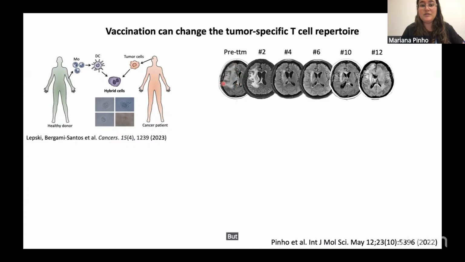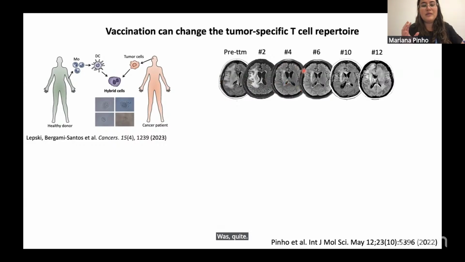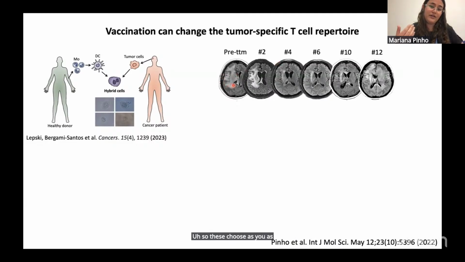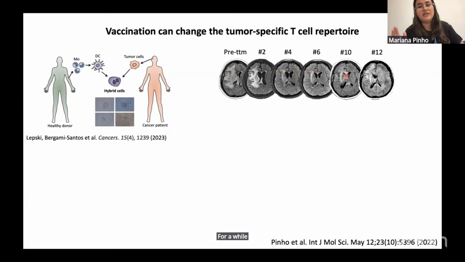But what the surgeon realized when we started doing the vaccination, the vaccinations being done once a month, was that the tumor was quite improved in the image here, but also the patient. These tumors, as you can think, can affect a lot of functions, like walking and talking. This patient already had low function when they started treatment, but they recovered for a while until the tumor came back, and unfortunately the patient died after a while. But this was a quite striking recovery.